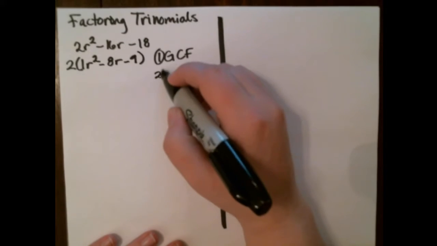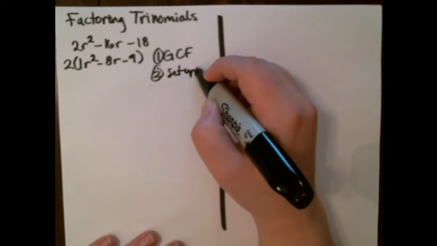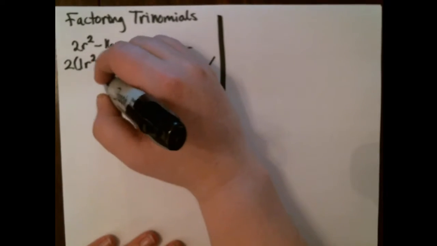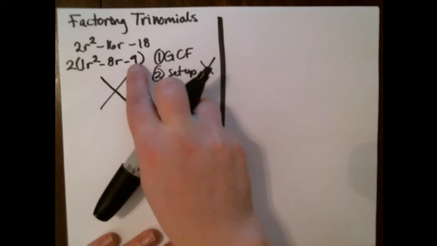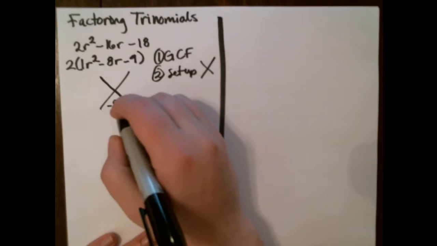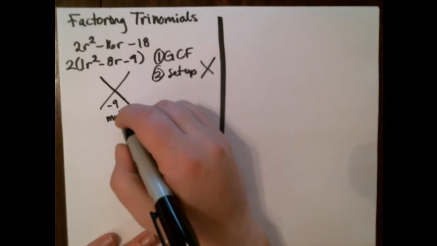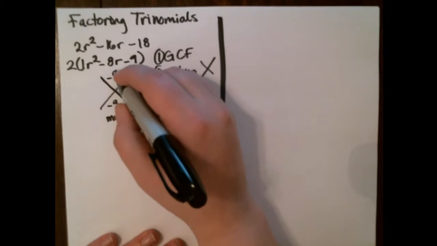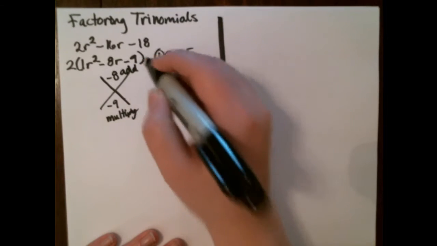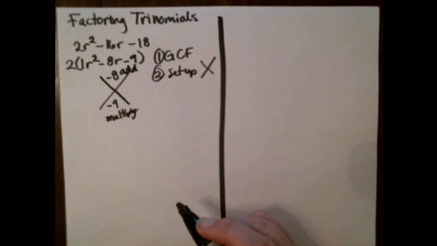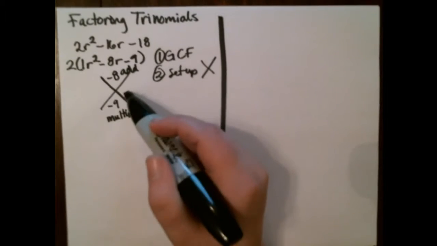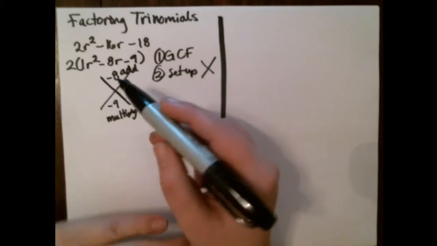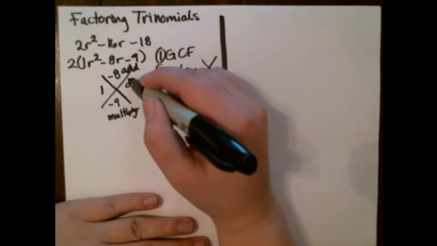Your second step is you're going to set up the x. So boom, boom. Notice that minus 9 right there? We're going to drop that right here. This is what they need to multiply to. The negative 8 is what we're going to have it add to. So two numbers that multiply to 9. Well, I could do 3 and 3, but there's no way that those are going to add to 8. So I'm going to choose 1 and 9.